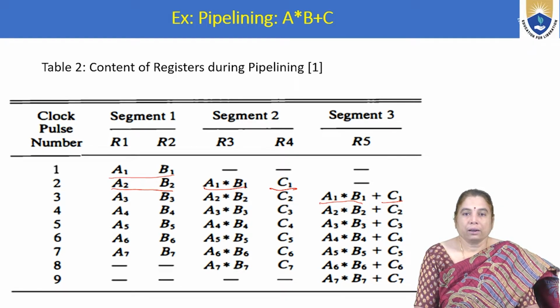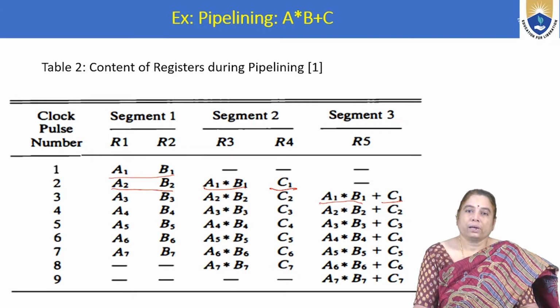So at the third clock tick, instruction 1 has completed its execution, instruction 2 is at the execution of segment 2, and instruction 3 is at the execution of segment 1. So thereby the number of instructions that can be executed per unit of time can be increased, which in turn increases the throughput of the computer.